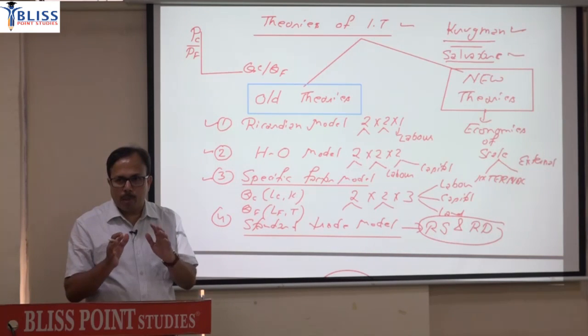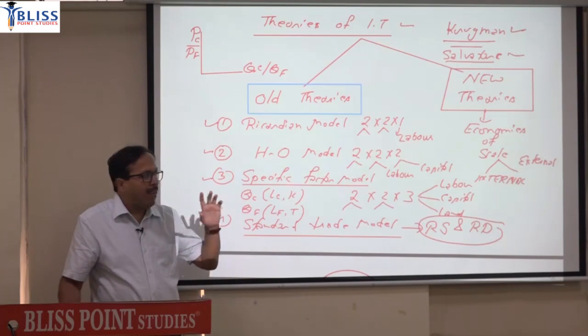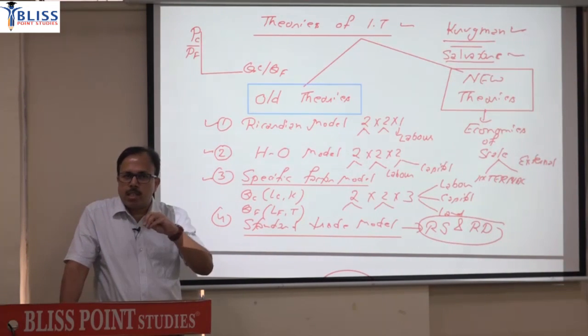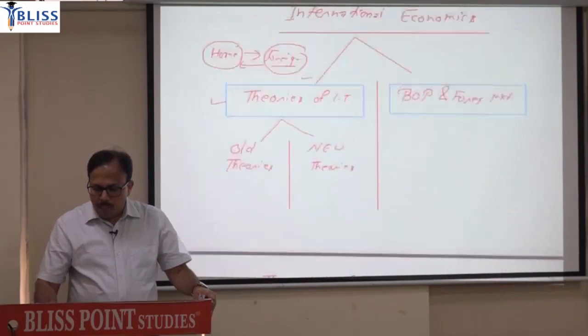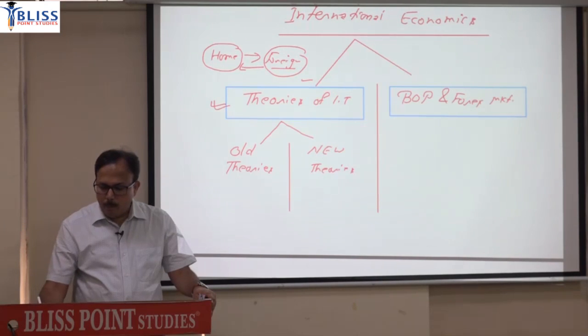But there are certain topics here also, like the concept of offer curve, etc., well explained in Salvatore. But questions like inter-industry trade, intra-industry trade are better explained in Paul Krugman. So we have divided this international into two parts: theories and balance of payment.